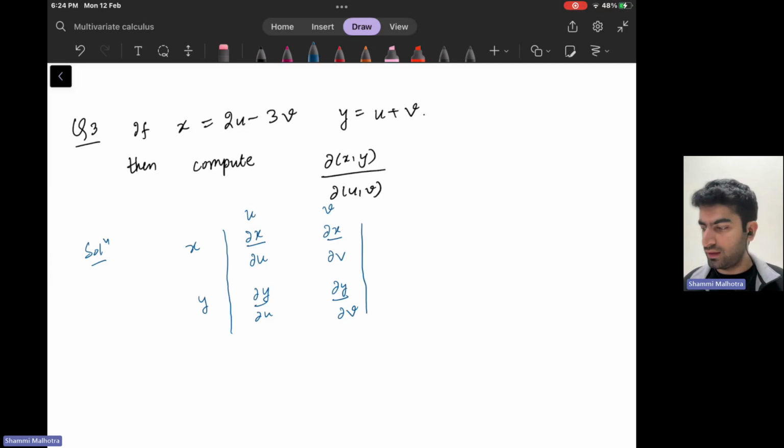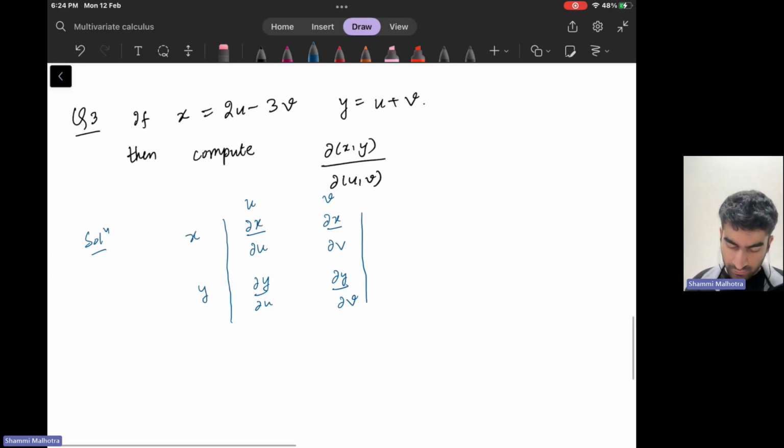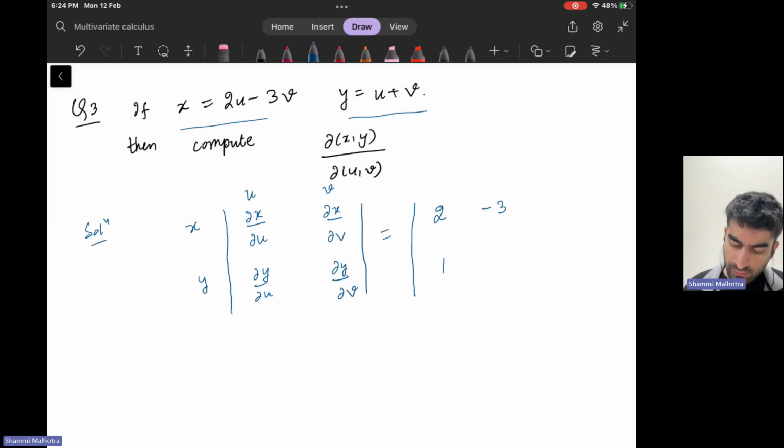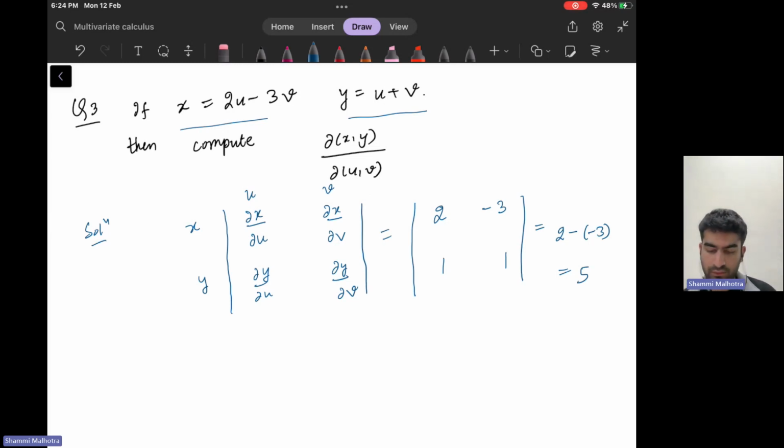Now we have to evaluate these derivatives. So del x by del u, we differentiate these things, and this will be 2 only. When I differentiate with respect to v, this will be minus 3, and when I differentiate y with respect to u, this will be 1, and this will be 1 also. So this is nothing but 2 times 1 minus of minus 3. So this is 5. So the value of this Jacobian is 5.